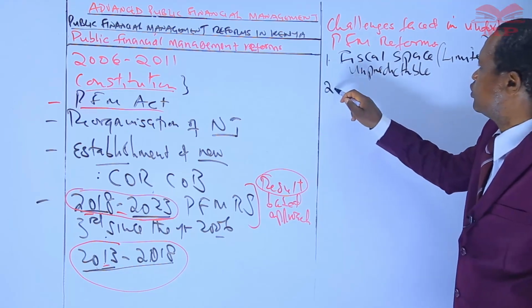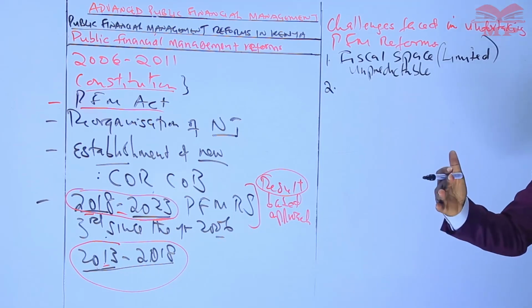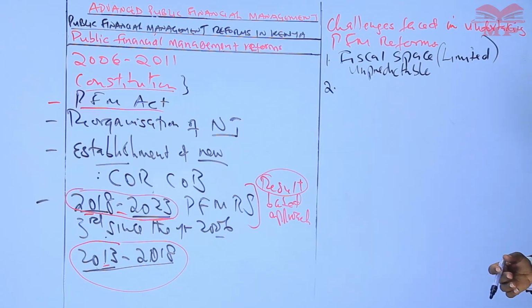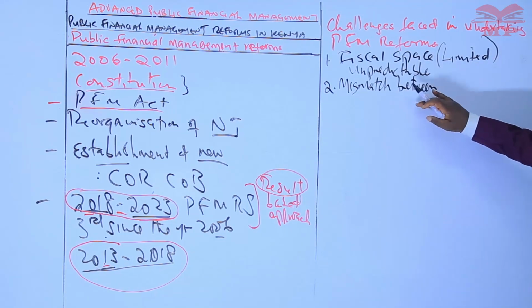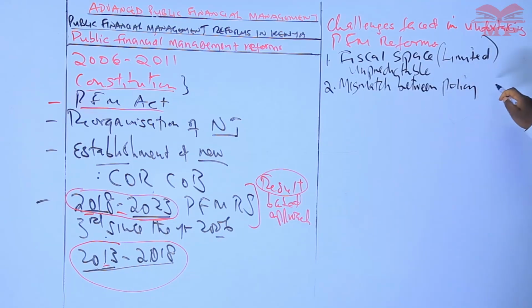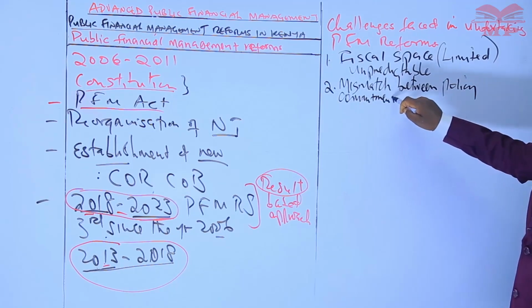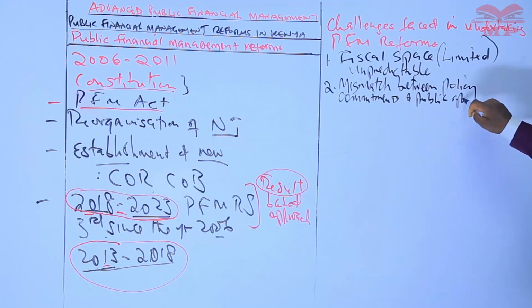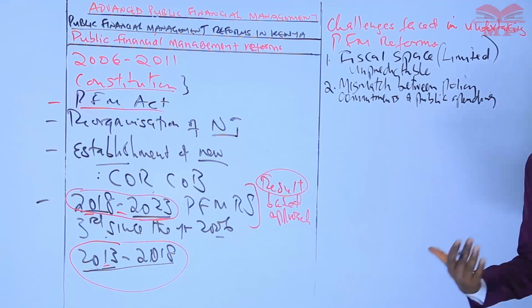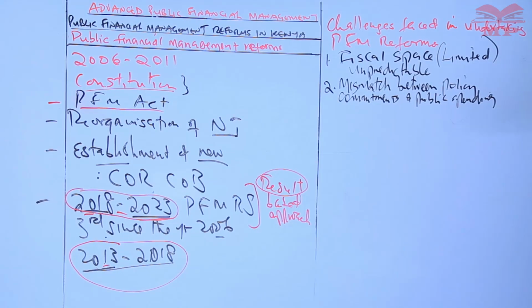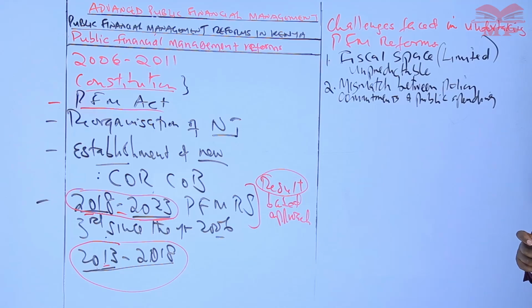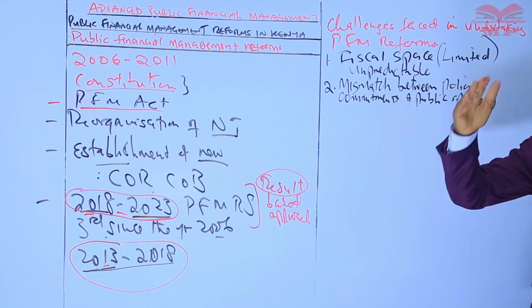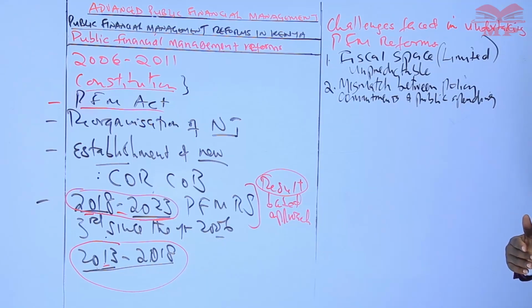The second challenge is the mismatch between policy commitments and public spending, which impacts service delivery effectiveness and return on investments. We've seen budget allocations not being clearly linked to the public investments and services which they are intended to deliver.